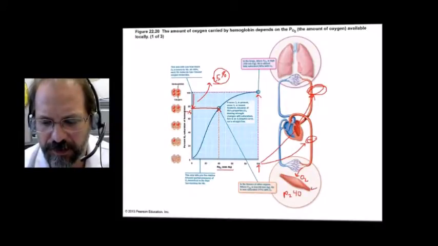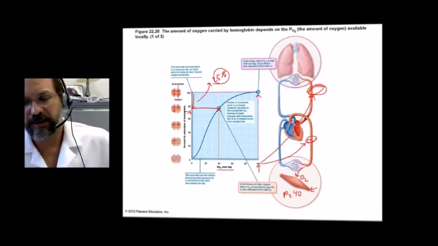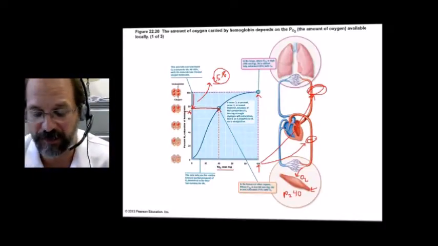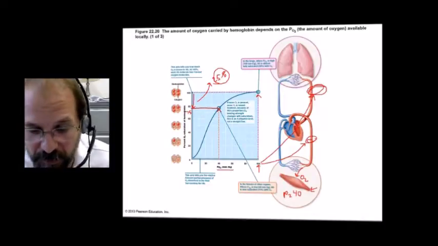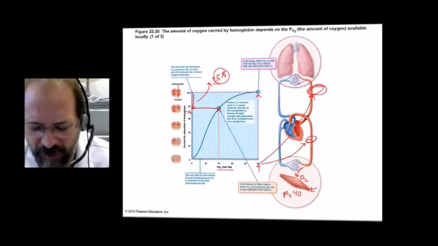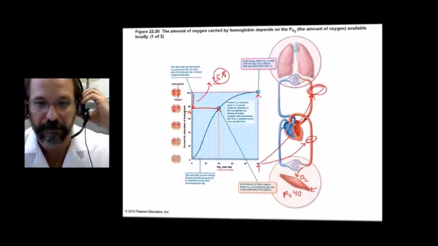Let's think about the target tissues here for a second. Skeletal muscle at rest doesn't use a lot of oxygen. So as blood is flowing through this capillary bed of skeletal muscle at rest, it may only encounter a PO2 of 60, or 55. Let's just say it's 40. And we've given up 25% of our available oxygen.